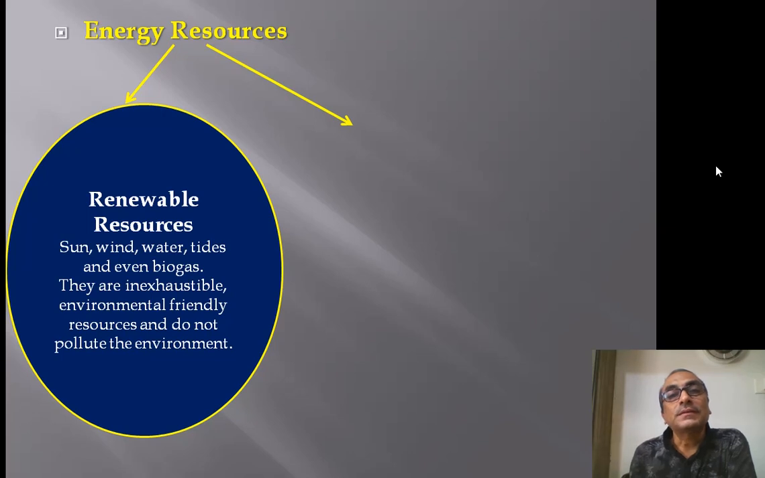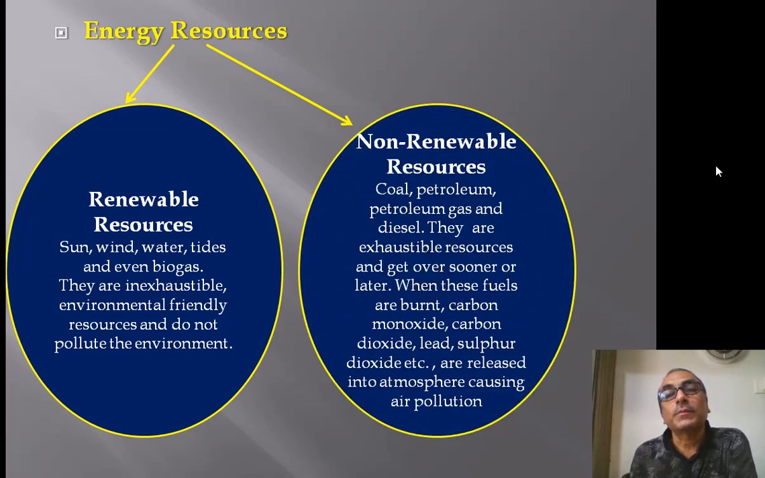Now the other type of energy resources is non-renewable resources. Non-renewable resources are like coal, petroleum, gas and diesel, which we are extracting from the earth's crust. These are reserves which have been formed over millions of years, and they are going to be exhausted if we extract them without limit. When these resources, which we are using to the maximum extent, are burnt, they produce poisonous gases like carbon monoxide, carbon dioxide, lead, sulfur dioxide, oxides of nitrogen, and even unburnt hydrocarbons. All these are going to pollute our environment.